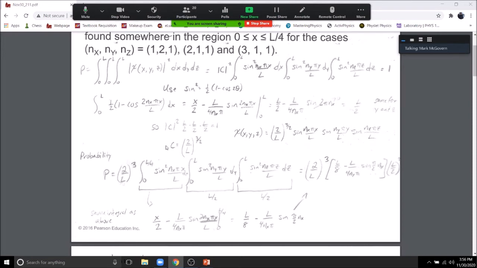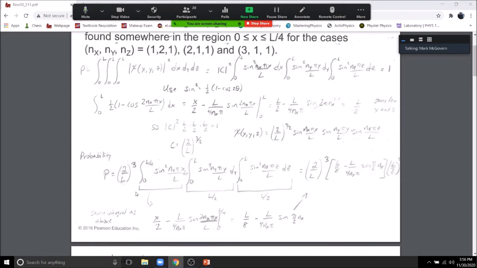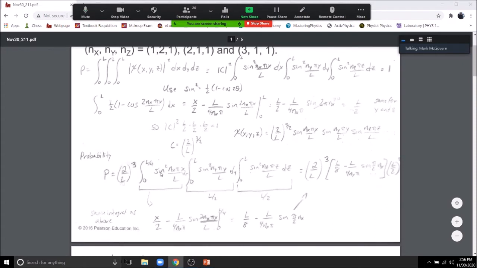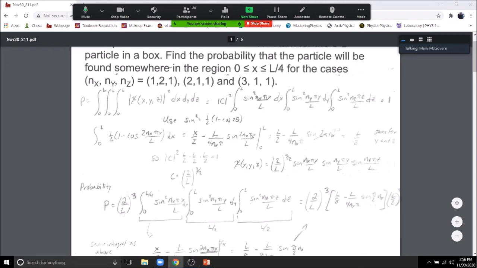Now, I just want to figure out the probability. All right? So if I want to figure out the probability for 0 to L over 4 for the following cases, what I got to do is the same thing. I square my wave function, and I integrate over the regions of interest. Now for x, I'm integrating from 0 to L over 4. For y and z, it's still the same limits, 0 to L, 0 to L. Because I'm just exploring 0 to L over 4 for x. But it does require you to look over all of the y and z coordinates.